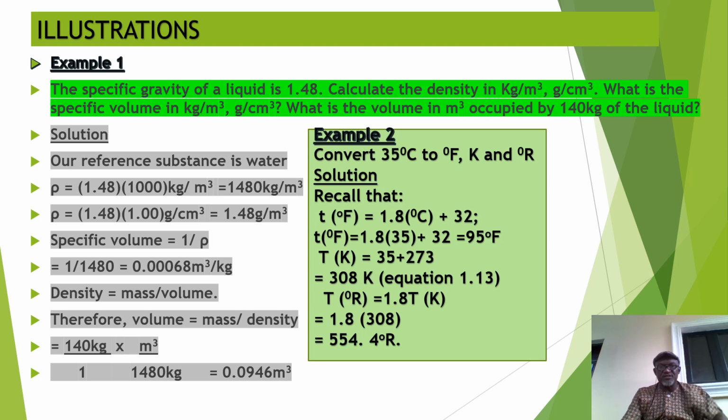Now the second question is saying convert 35 degrees C to degrees Fahrenheit, Kelvin, and Rankine. We set out those equations. We are just employing the equations here. Using the equation, T Fahrenheit is equal to 1.8 times degrees C plus 32. We substitute. T Kelvin is equal to 35 plus 273. We substitute. And also T Rankine is equal to 1.8 times T in Kelvin. We also substitute and we'll get our answers.